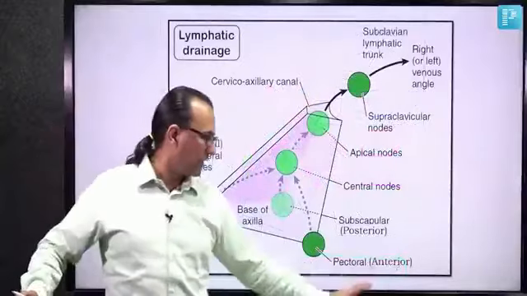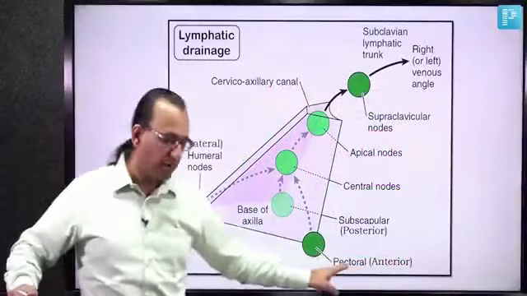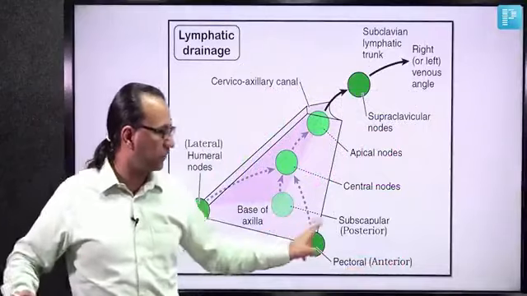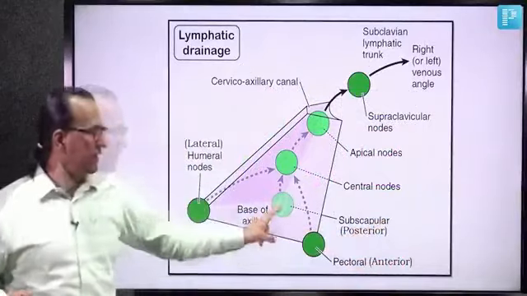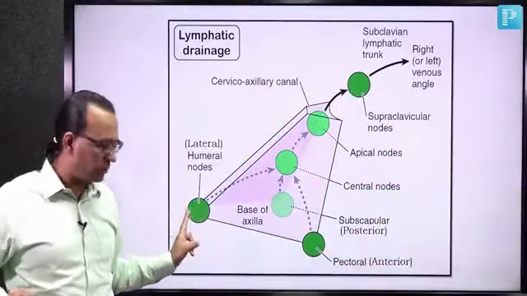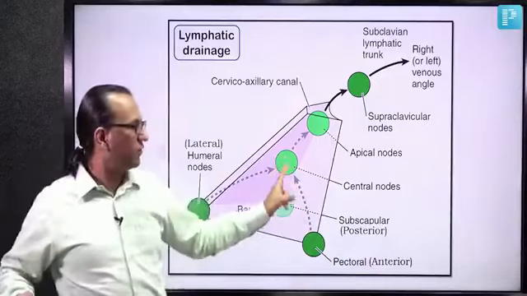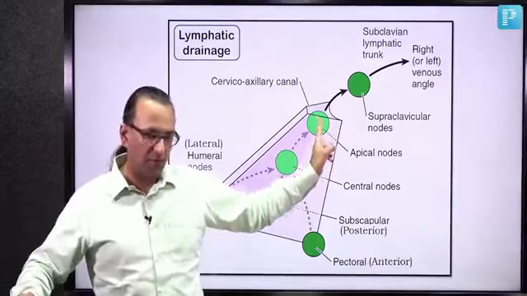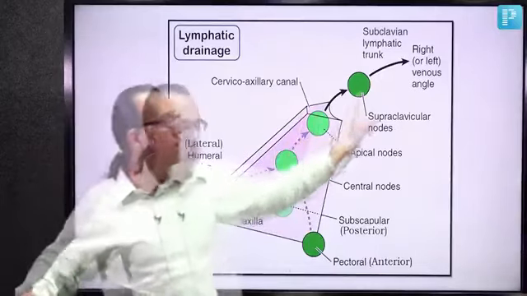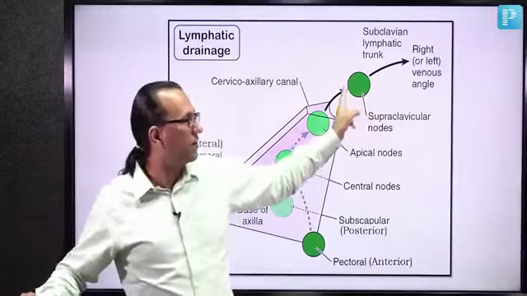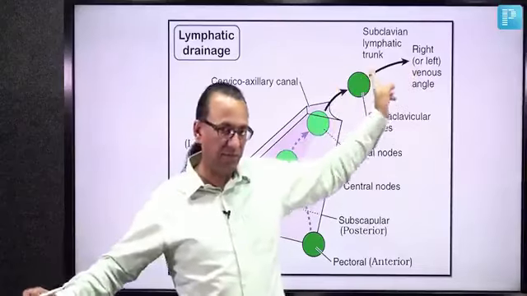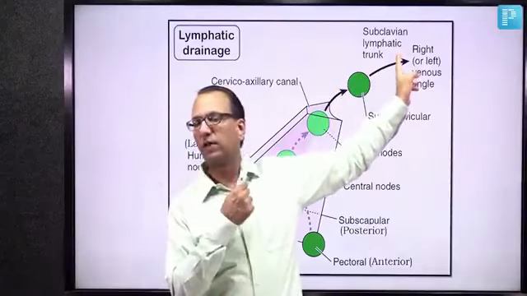Now as we suggested, there are anterior axillary lymph nodes, which are the pectoral lymph nodes, then there are posterior axillary lymph nodes, which are the subscapular lymph nodes, and there are lateral axillary lymph nodes, which are the humeral lymph nodes. They all drain towards the central axillary lymph nodes, and the central axillary lymph nodes drain towards the apical axillary lymph nodes. From there, the lymphatics go to the supraclavicular lymph nodes, and from there they go to the right lymphatic duct if it is on the right side, or the thoracic duct on the left side.